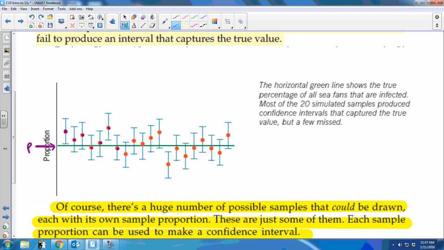So if you start looking at this interval right here, it doesn't trap P, right? Doesn't get the green bar. This interval right here doesn't trap P. This interval right here doesn't trap P. That's why we can't be 100% confident, because we're not always going to trap it. Plus, we don't actually know what it is. So keep in mind, even if you do a sample and you do a confidence interval, you may not have gotten P. That's why we're only 95% confident.